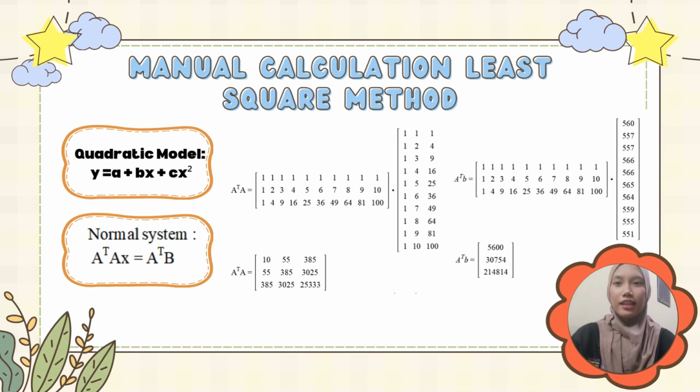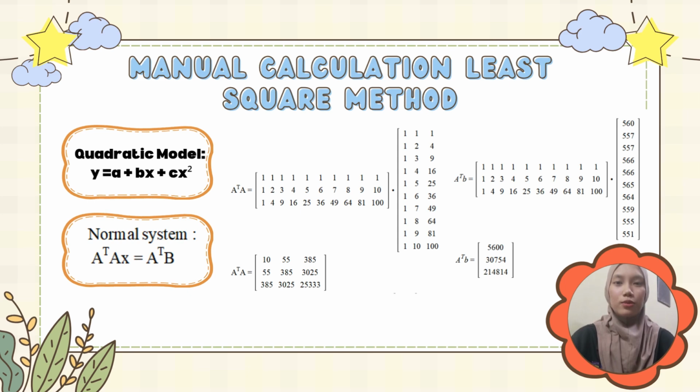Hi, my name is Nadia and I will explain the manual calculation for the least square method. To find the least square solution, we use a quadratic model, and the equation we use for our data is y equals a plus bx plus cx squared. To obtain the best fit curve using the least square method, we use the normal system, with the formula A transpose A X equals A transpose B.